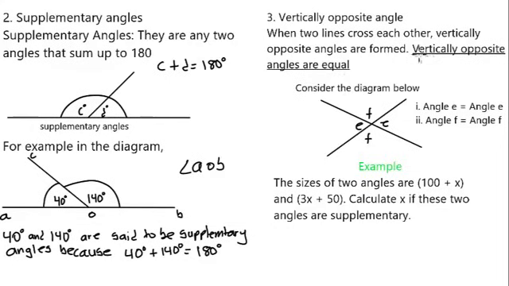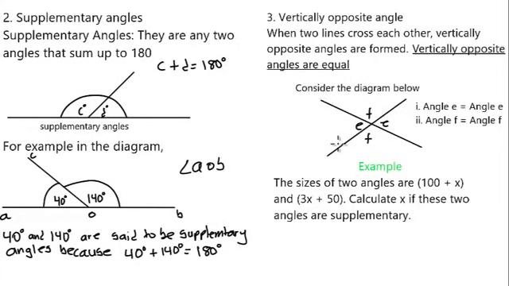Now kindly take note of what I have underlined over here. Vertically opposite angles are equal. This is a very important statement and we are going to use it throughout. And so take note of it. Now consider the diagram below here. We can see a line crossing another line.